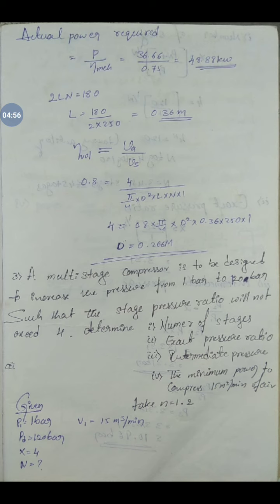15 meter cube per minute of air, and he has given the n value as 1.2. So he has given the suction pressure 1 bar, delivery pressure 120 bar, actual volume of air taken in is 15 meter cube per minute, index n is equal to 1.2, and stage pressure ratio x he has given. He is asking to find out the number of stages.